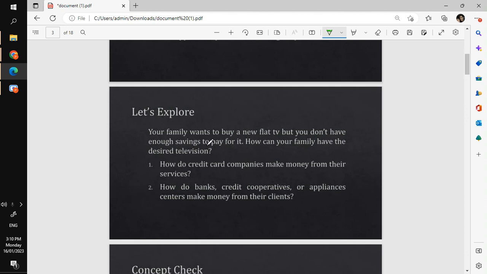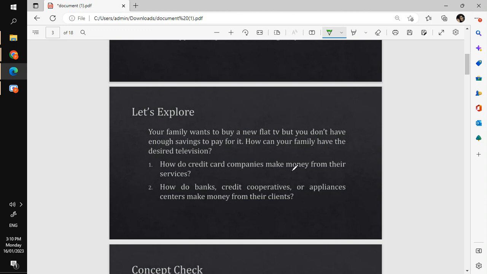So let's explore. Your family wants to buy a new flat TV, but you don't have enough savings to pay for it. How can your family have the desired television? Most of you will probably answer through a loan, by borrowing money, or by purchasing the said television on installment. So you will be paying for the television for, let's say, a year or more than a year, depending on your contract.